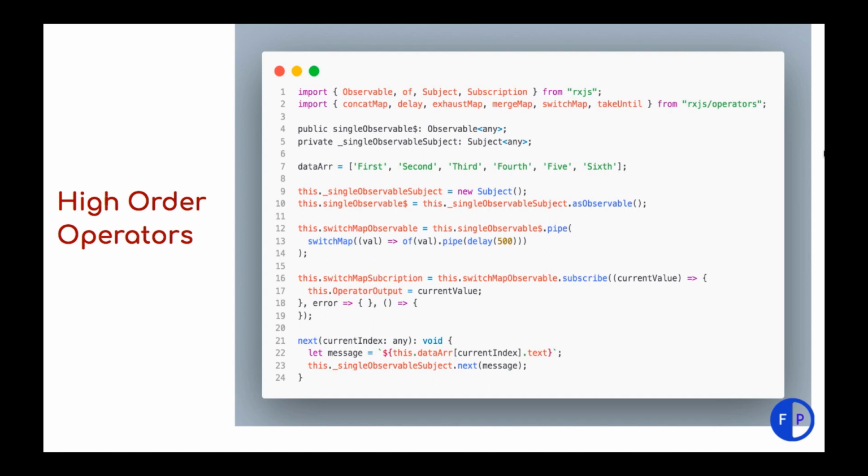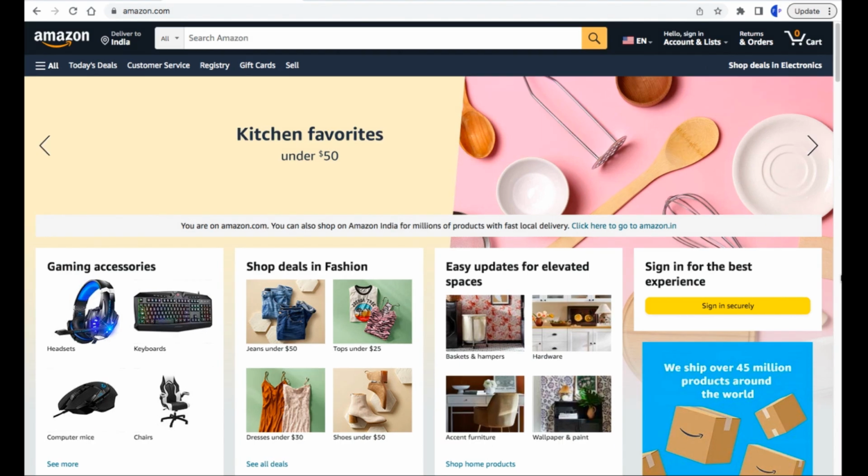So this is the very basic code snippet which will help you to understand how exactly you should do it. All you need to do is declare the variables. One is a subject, another is an observable, and then convert that subject into an observable, and then use any operator you want to use by using the pipe, subscribe to that, broadcast the message, and that's it. Now let's see where switchMap can be very beneficial.